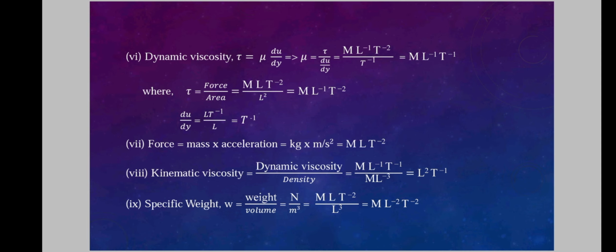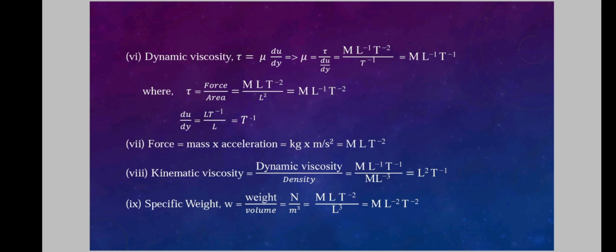So we need to find out the value of mu, that is tau divided by du by dy. For shear stress tau, it will be M L power minus 1 T power minus 2, and du by dy will be T power minus 1. So resolving this, we will get M L power minus 1 T power minus 1.